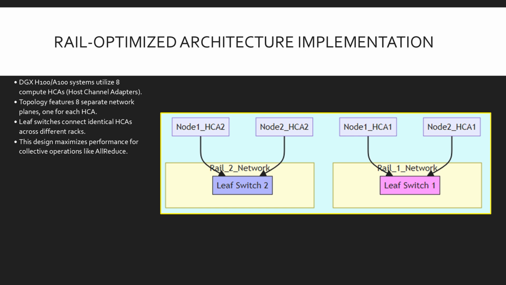Here you see the physical separation. HCA1 from both node 1 and node 2 connects only to leaf switch 1, forming the first rail in pink. HCA2 from both nodes connects only to leaf switch 2, forming the second rail in blue. This pattern repeats for all 8 planes, ensuring that heavy traffic on one rail never impacts the performance of another.